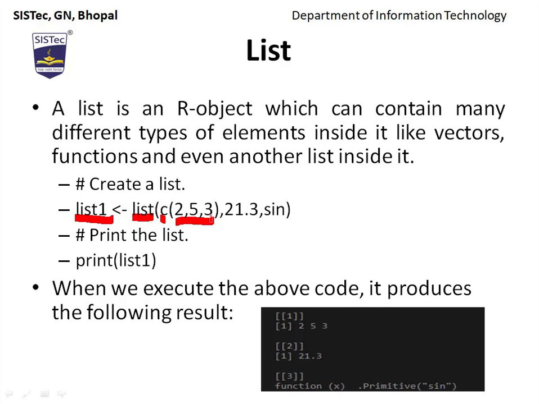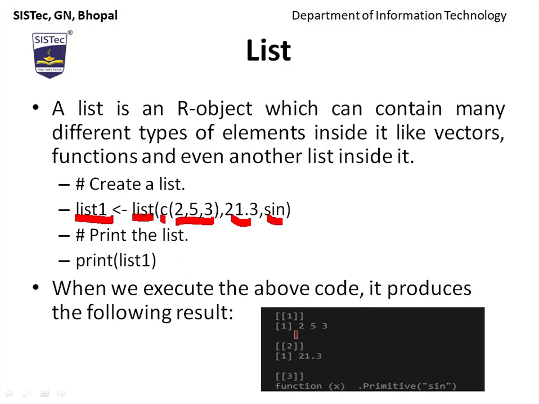I have stored here a numeric value, then another numeric value and a function value. And then I print the value of list. So the variable list1 is to be passed to the print function. The expected executed code result is shown here.